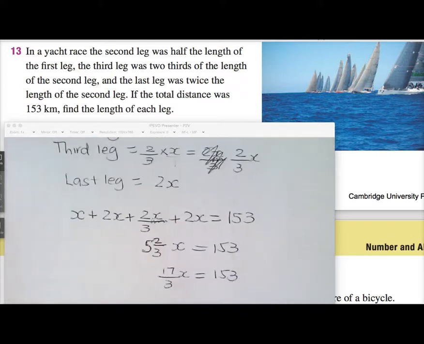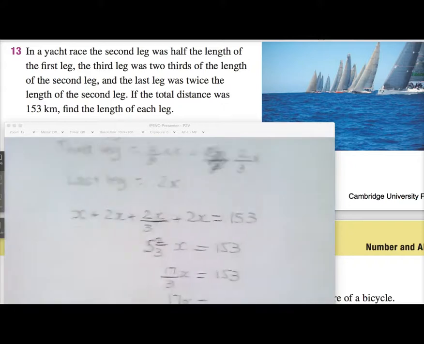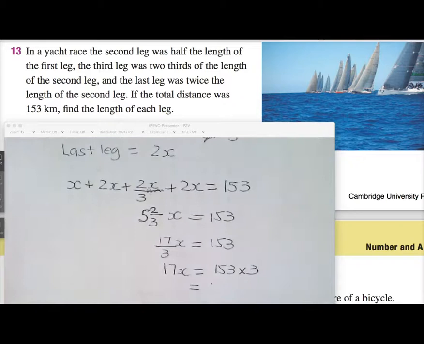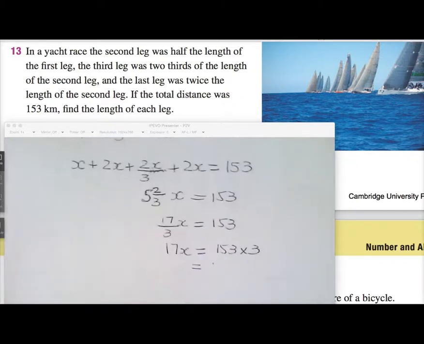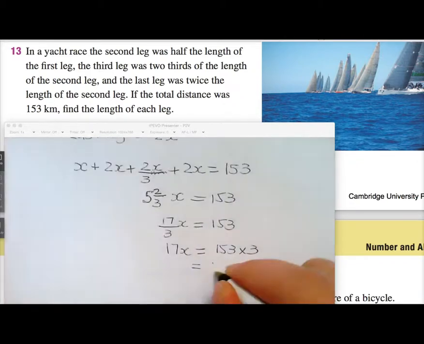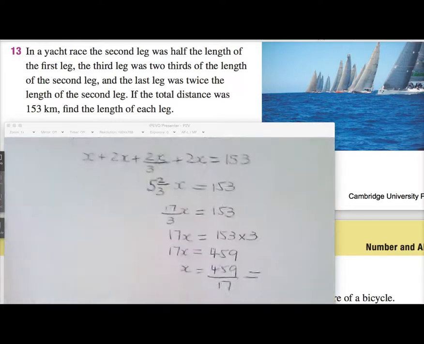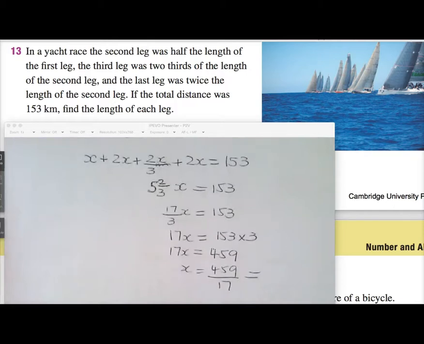Now we know what to multiply by and divide by. So that's 17x divided by 3. Opposite of dividing by 3? So that's 153 times 3. You should be able to tell me without a calculator. What's 150 times 3? 450, and 3 times 3 is 9. You don't have to do 459 divided by 17 on your own. What have you got?